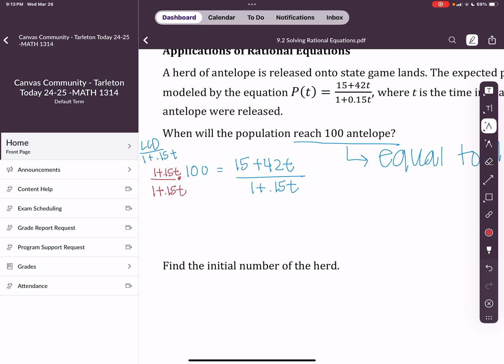Okay. So 1 times 100, obviously, is going to be 100. And then 0.15t times 100 is going to be plus 15t. And it's still all going to be over 1 plus 0.15t. And it equals, and I'm not having to change the second fraction because it already has the denominator that I need it to have.